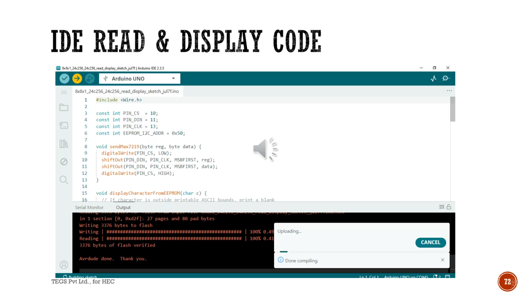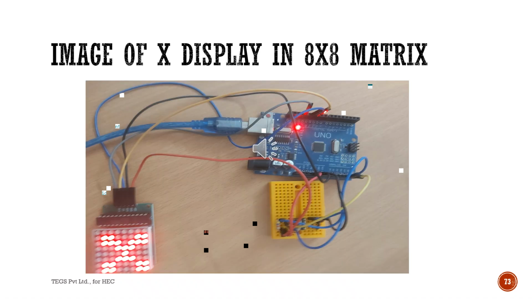All the read and display code is copied and put into the Arduino IDE, compiled and uploaded. The flashing process is captured in this page. An image of the X displayed in the 8x8 matrix, with the complete EEPROM and UNO wired to the display, is shown here.